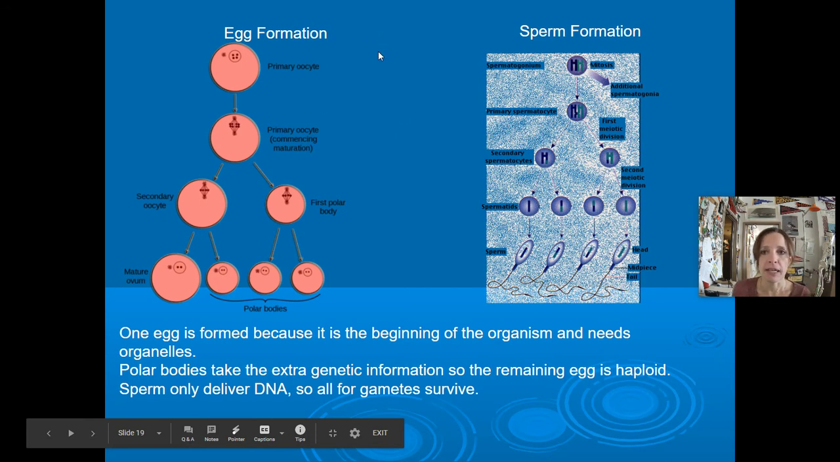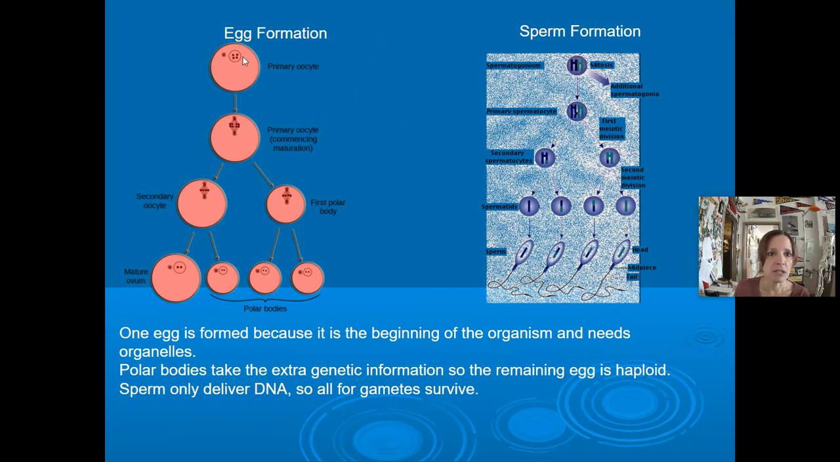So let's talk about egg and sperm formation. Notice that this is your primary oocyte, the germ cell, and the spermatogonium is the germ cell of sperm. So you don't need to know all these words. This is just regular old mitosis, right? One division here, and then another division, and the DNA is only replicated at the top.